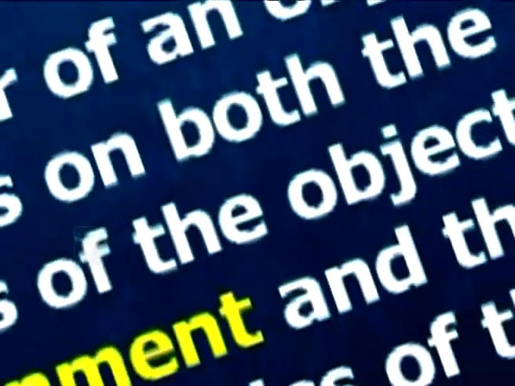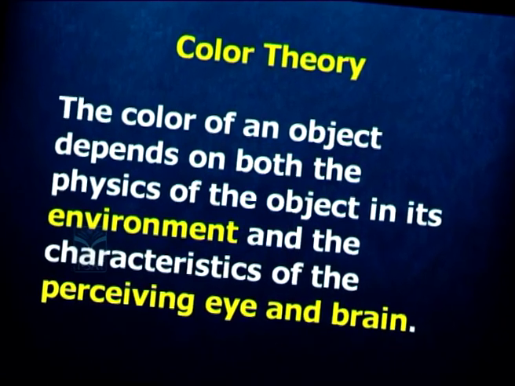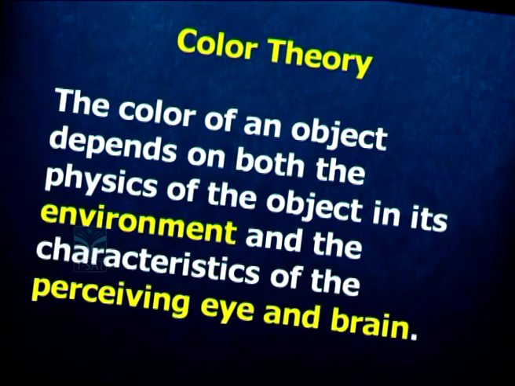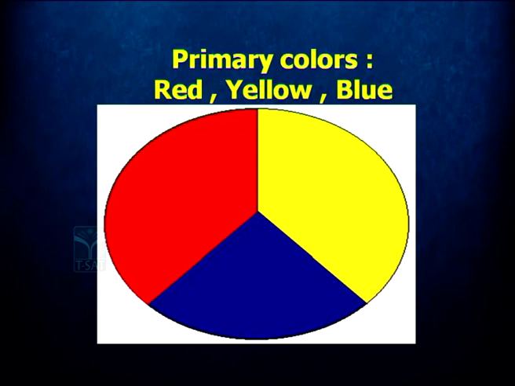Color, if we go a little further to understand more, the color of an object depends on both the physics of the object, in its environment, and the characteristics of the perceiving eye and brain. So when it comes to the perception of color, both the object as well as the eye are important. For example, if the same object is placed inside in a room, it will have one particular kind of color. For example, a red pot.